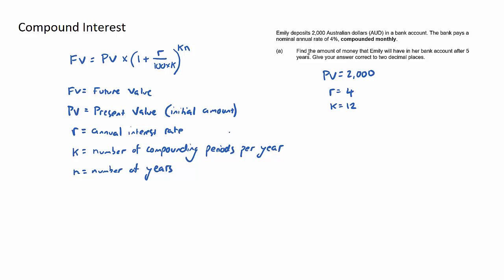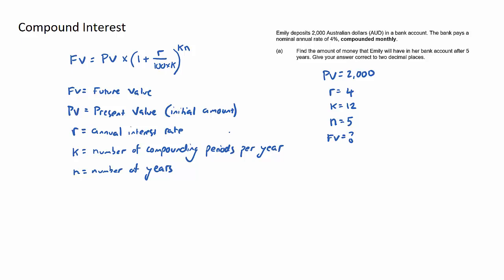And now the question asks, find the amount of money that Emily will have in her bank account after 5 years. So N will equal 5, and the future value is what we don't know. And I'll present that as a question mark. And we would need to solve to obtain the future value.